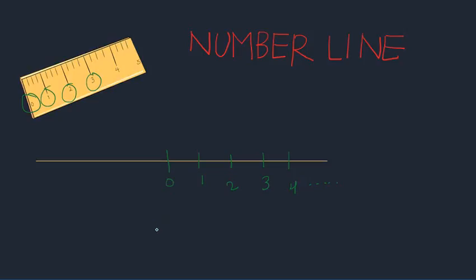So let's mark the negative numbers. So it's -1, -2, -3, -4, and it goes on. Now, to understand these positive and negative numbers in a better way, let's take an example.